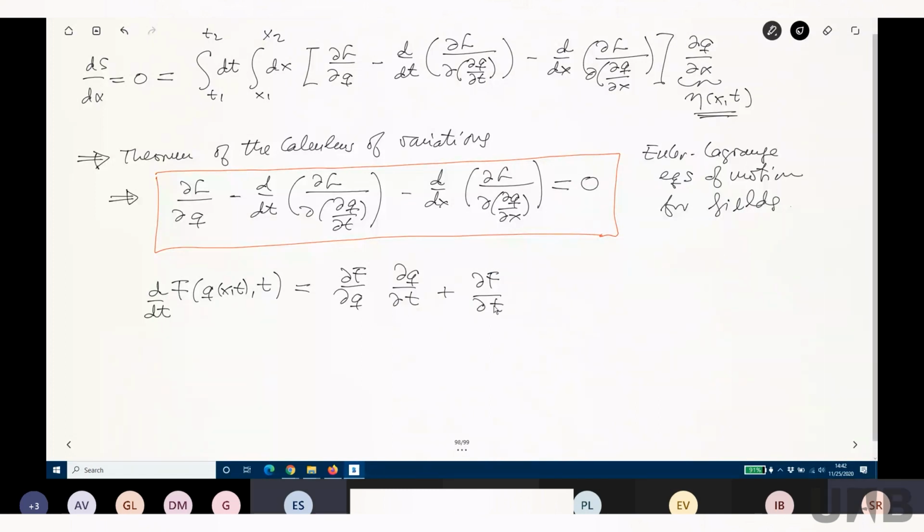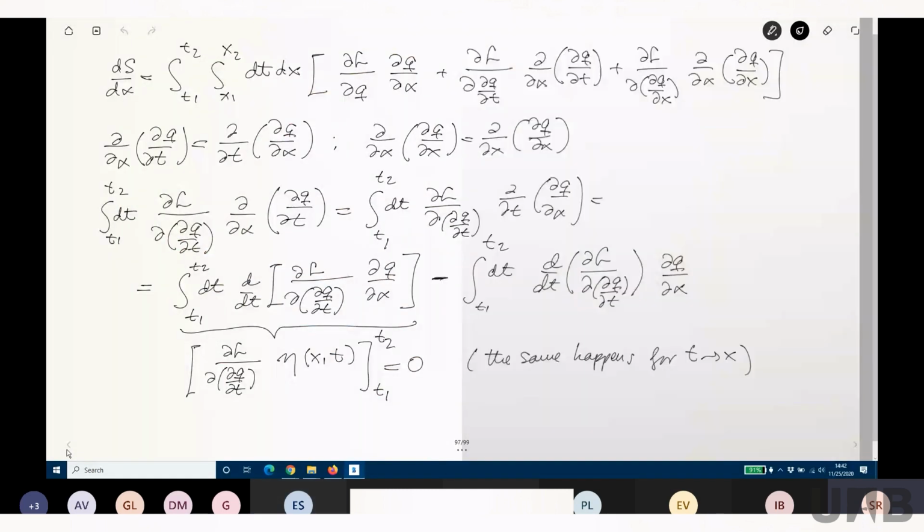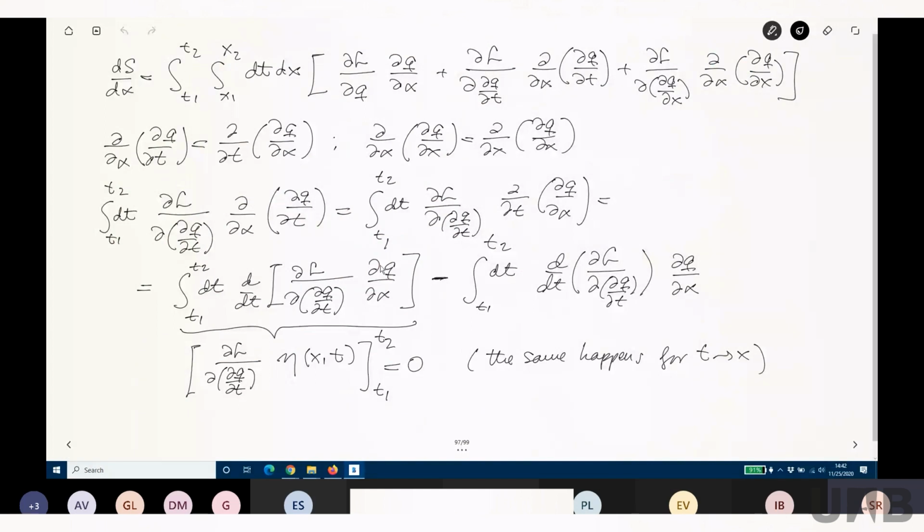So this is what a partial derivative means. And it's not the same as this, because in this derivative, I'm only taking the derivative with respect to this variable. So the integration by parts says that I have to do this. Here I have to take the derivative of everything.